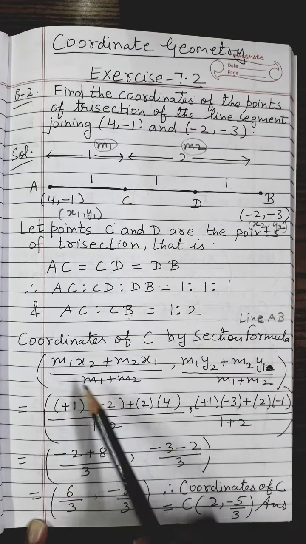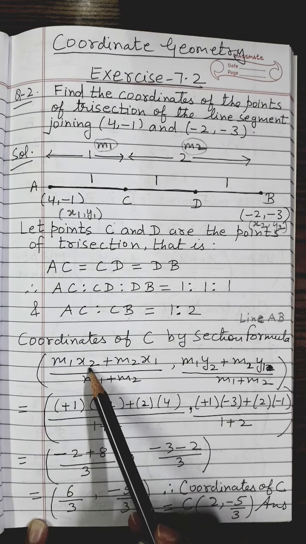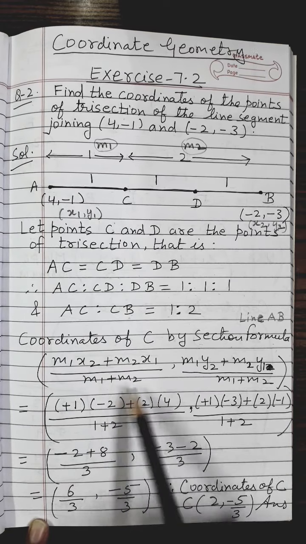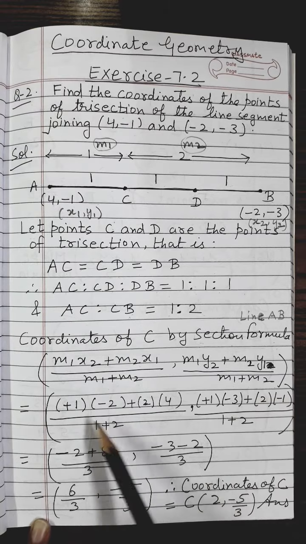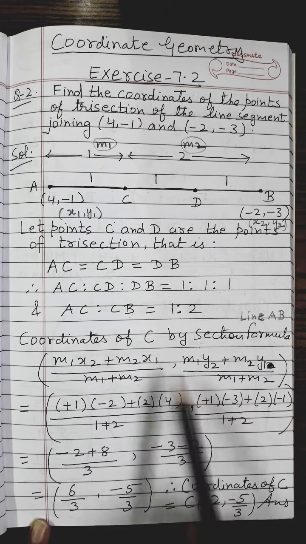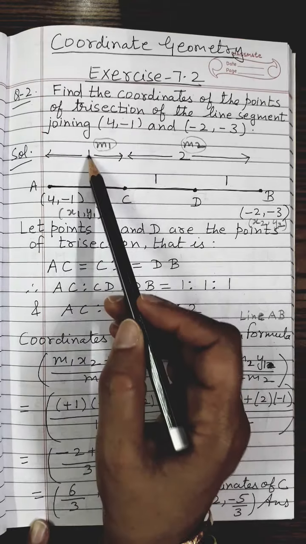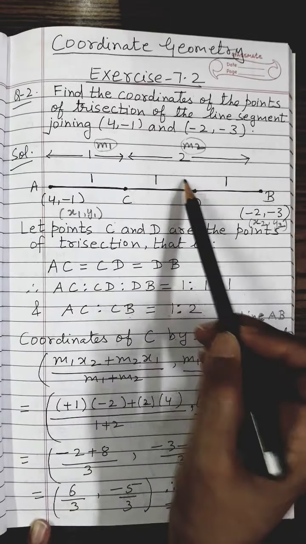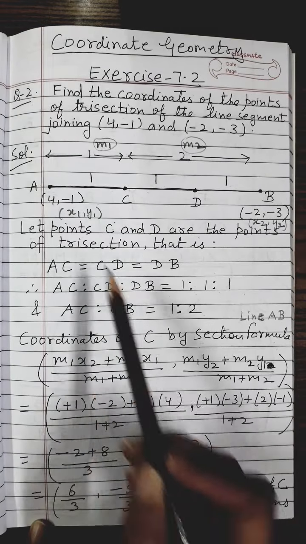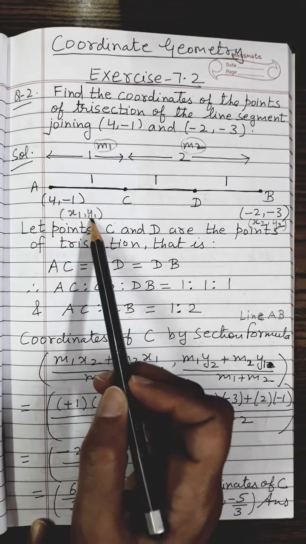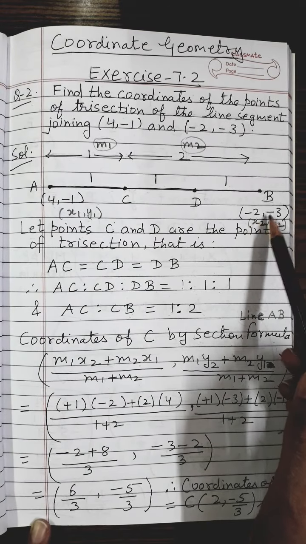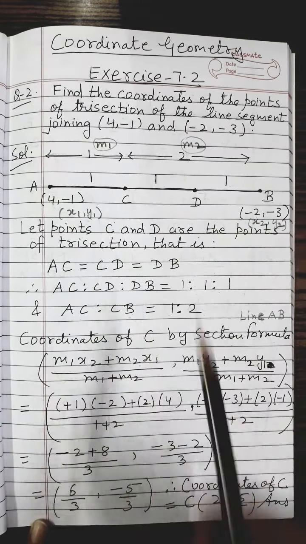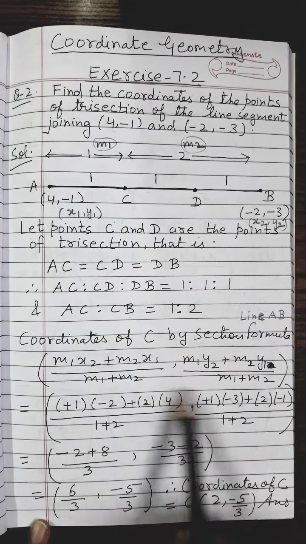So I use the section formula: (m1 x2 plus m2 x1) upon (m1 plus m2), comma, (m1 y2 plus m2 y1) upon (m1 plus m2). So what are the values of these, m1, x1, x2 and all? m1 is how much? 1. m2 is how much? 2. What are your x1, y1? This is your x1, y1: (4, -1), and x2, y2 is (-2, -3).